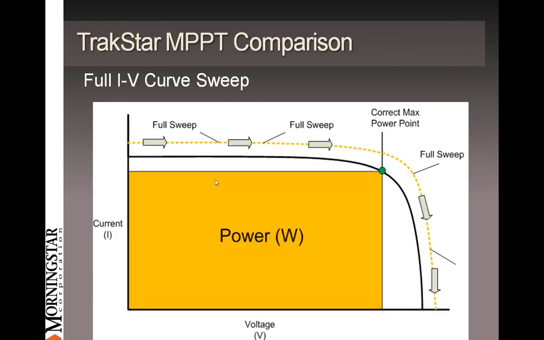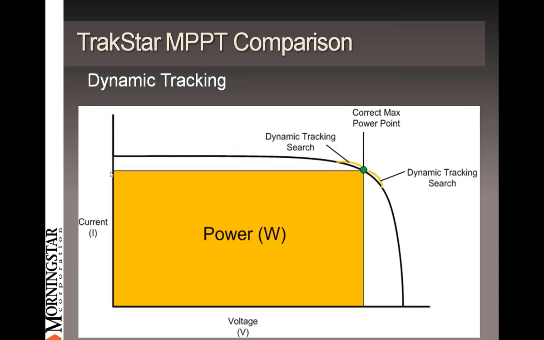To give some examples, here's an example of a full sweep. What we're doing is scanning the IV curve all the way from 0 to maximum voltage, and then we're going to come back to the maximum power point. In dynamic, it has to creep its way up here, and once it gets to the maximum power point, it will then just check briefly up and down and see if the power got any higher. If it did, it's going to move up or down the curve and stay on that point. So that's the way dynamic tracking is going to work.